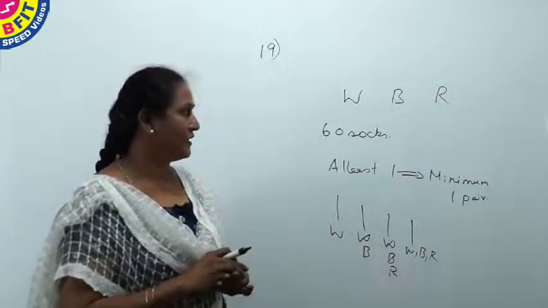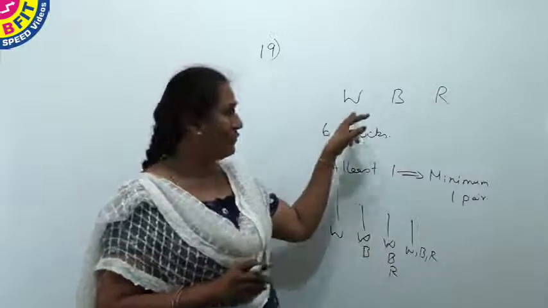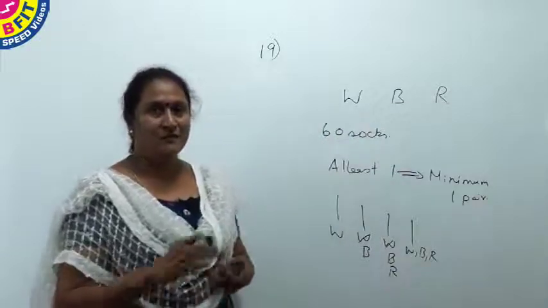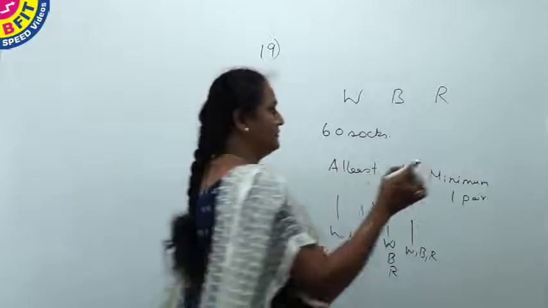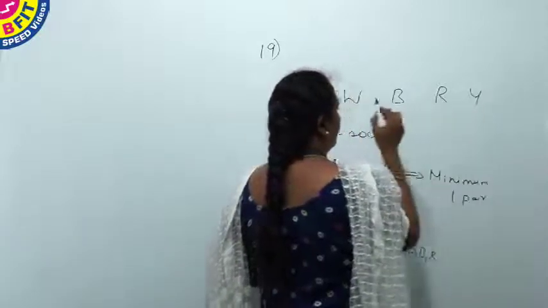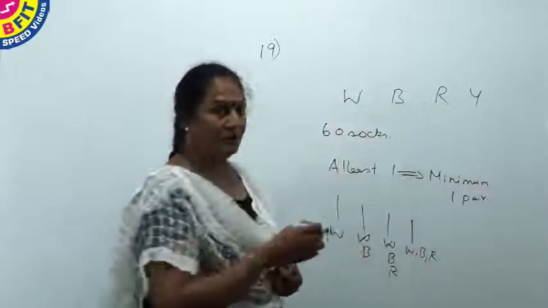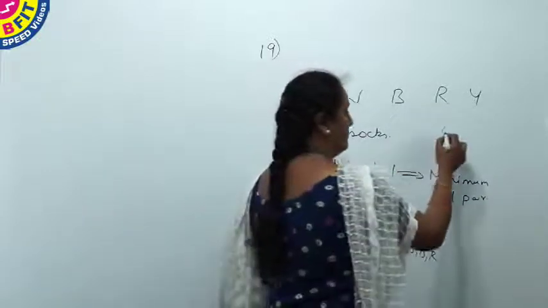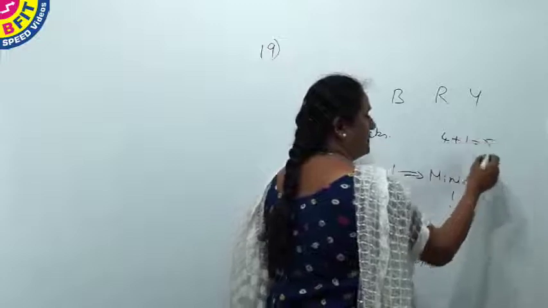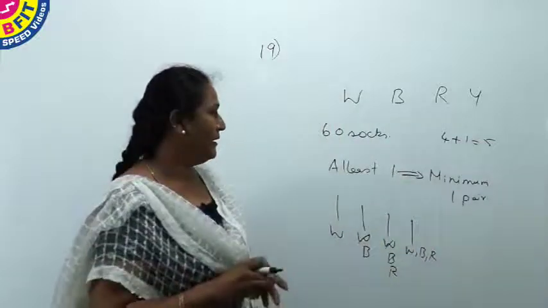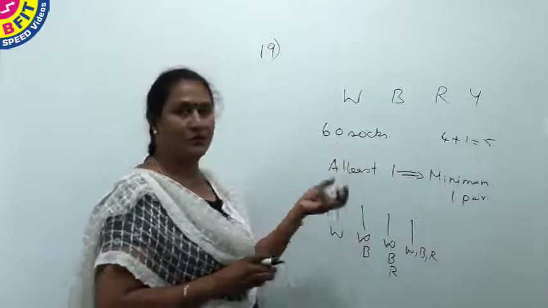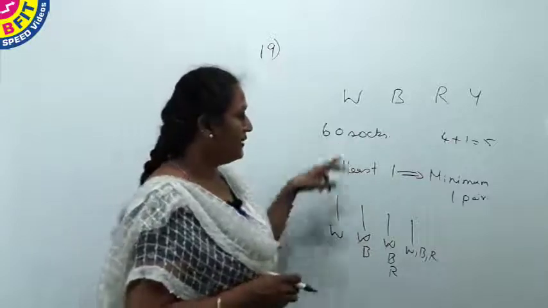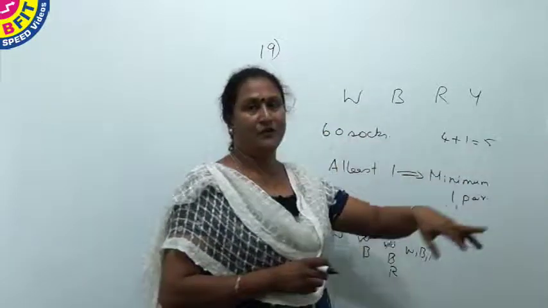So here the shortcut is, you go one more than the number of colors. Suppose you have 4 colors, white, black, red and yellow. Then he has to make 4 plus 1, that is 5 draws, to get at least one pair. It is not the number of socks or the number of pairs. The answer will be one more than the number of colors.